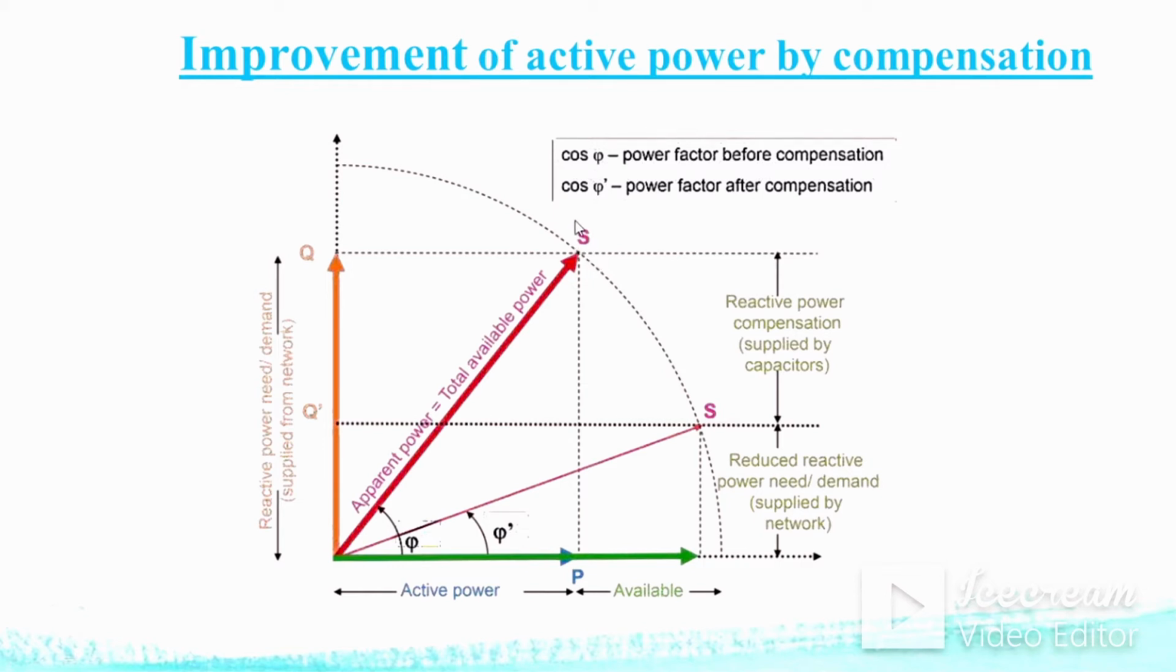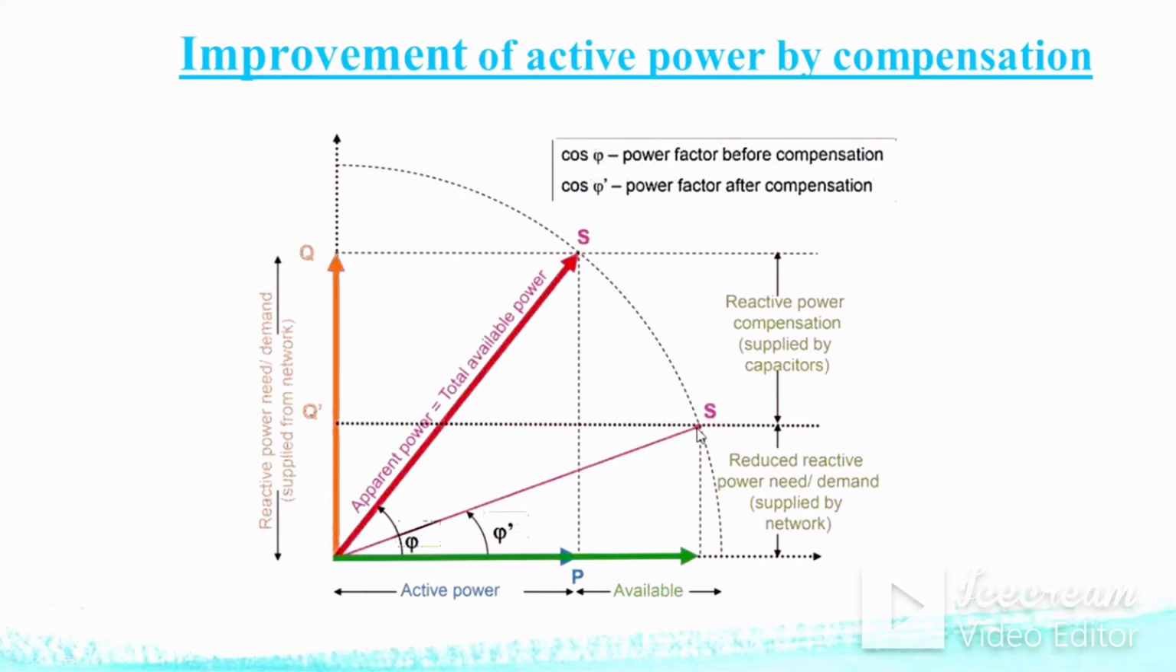But suppose now we compensate this reactive power from Q to Q dash. This magnitude of the reactive power is compensated using the capacitors. So when we compensate it, the actual reactive power needed from the network is only up to the point of S. This vertical magnitude is the demand of the reactive power in the network. The rest of the demand was fulfilled by the capacitors.